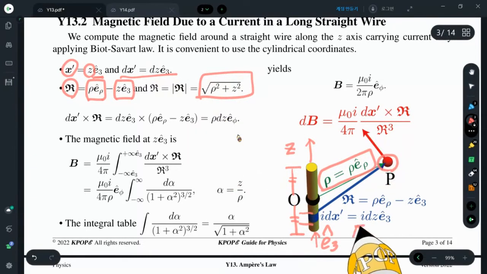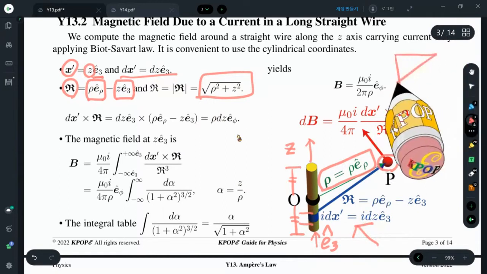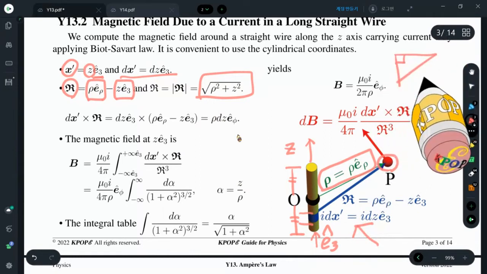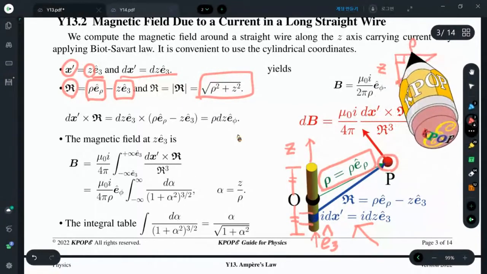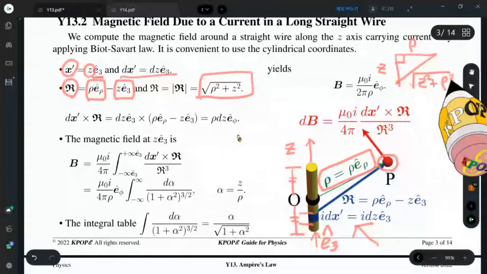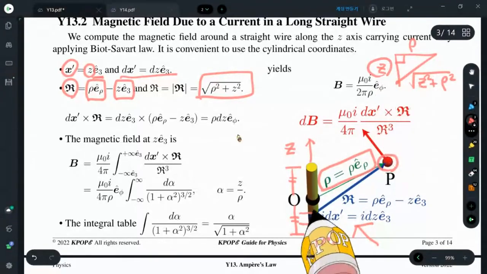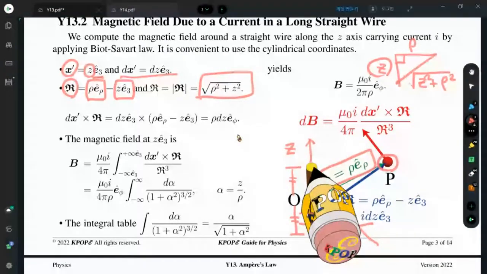If you look at this situation, you will find there is a right angle. z is negative here, and with rho, this is z squared plus rho squared, and z runs from minus something to plus something.